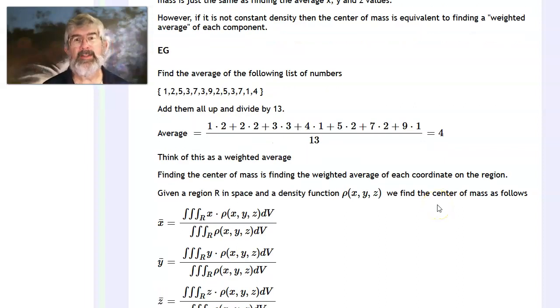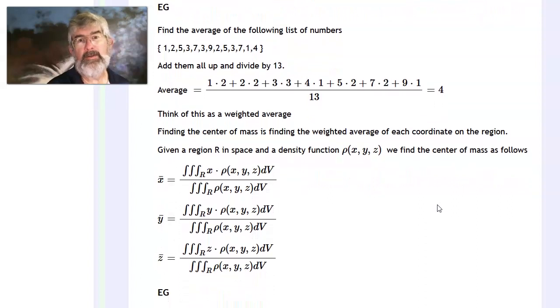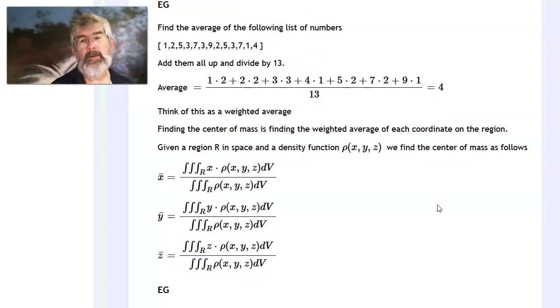Now, when I go to find the center of mass of a region in space, and that region has non-uniform density, then what I'm going to do is take the region. I mean, this is an integral, right? You're going to take the region, cut it up into a bunch of little small pieces. For each piece, you're going to figure out how much is there and add them all up, right? So I'm going to do a weighted average of the x's to find the average x value.